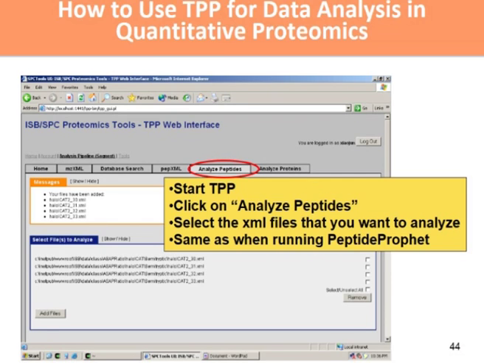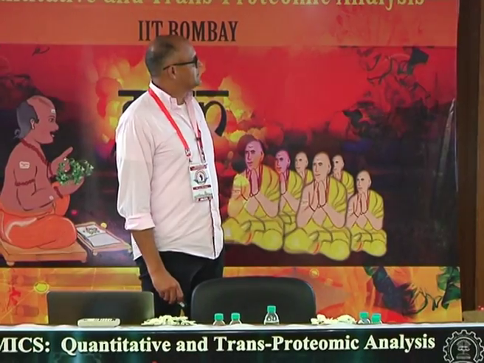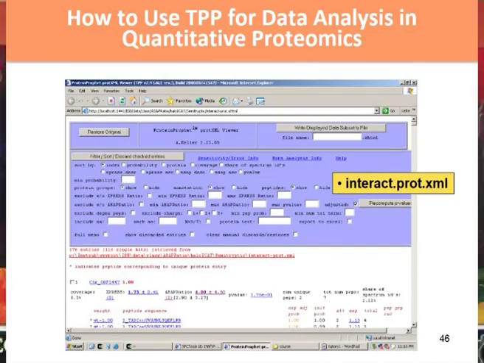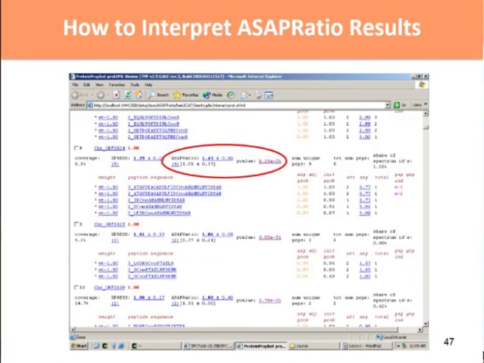Jimmy Yang only uses XPRESS. I don't think he ever touches ACP ratio. But other people prefer to use this one. Some people use both. When you have a protein prophet output file, for each of these protein entries, you will find a section where you have the ACP ratio value and also the XPRESS value.